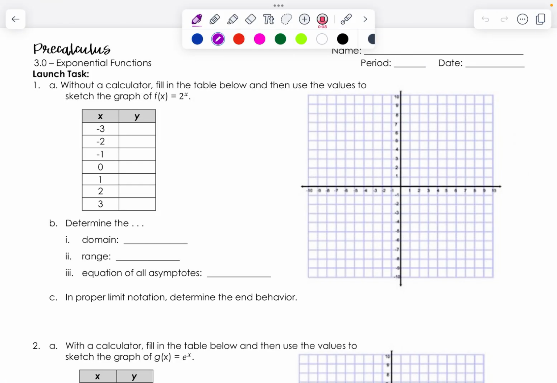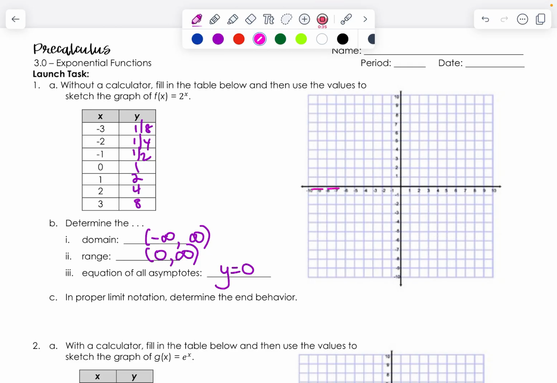All right, this is 3.0. I'm going to go ahead and do the launch task because this is so short. So without a calculator, we're filling in the table. So 2 cubed is 8, 2 squared is 4, and so on. This should be a real quick review from Algebra 2 and actually Algebra 1.